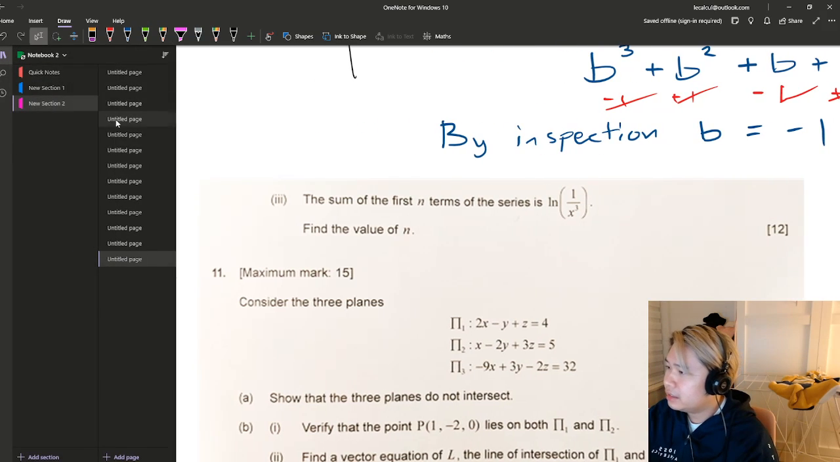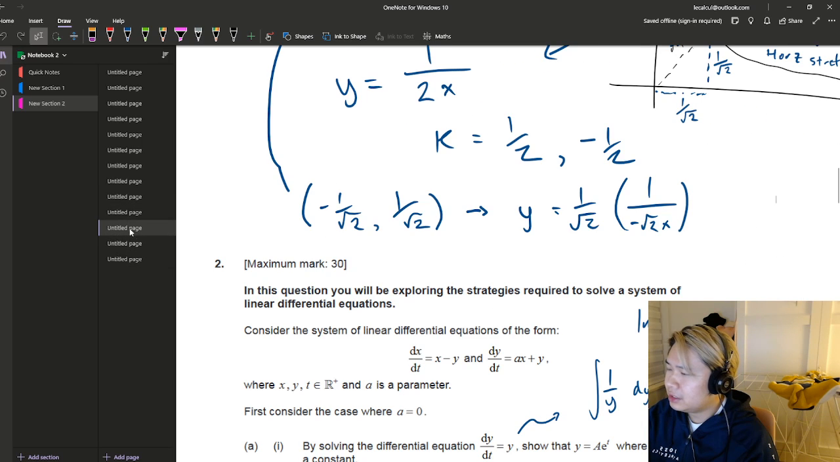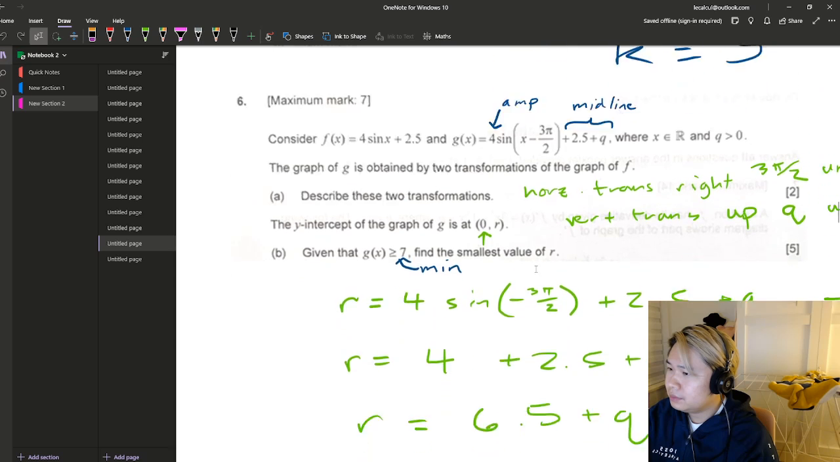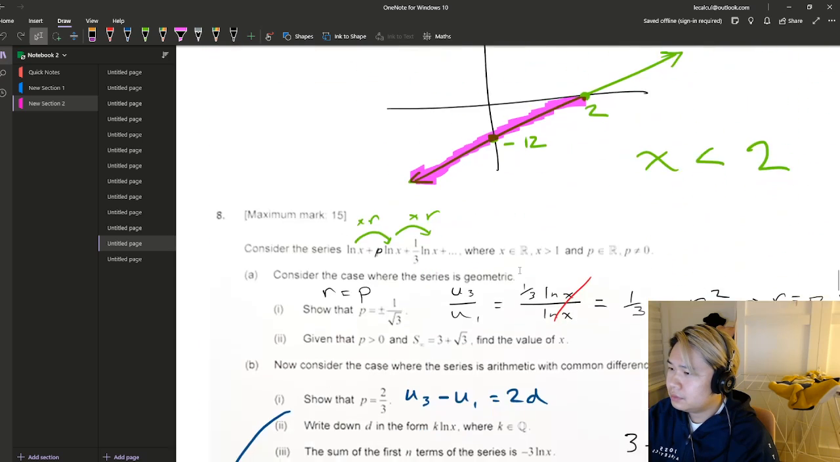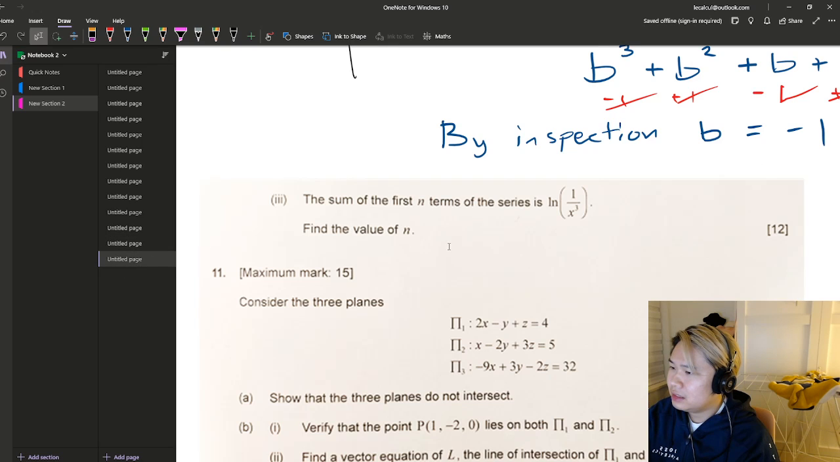Instead of finding n when the sum of the first n terms is whatever it was here, -3 natural log x, they write it like this. So it's a little bit different.